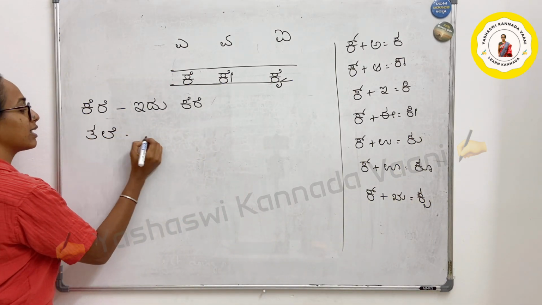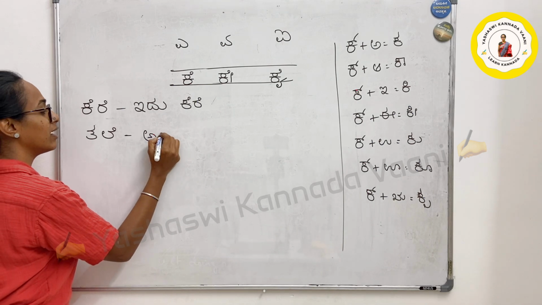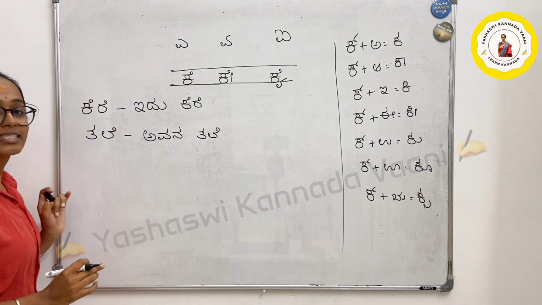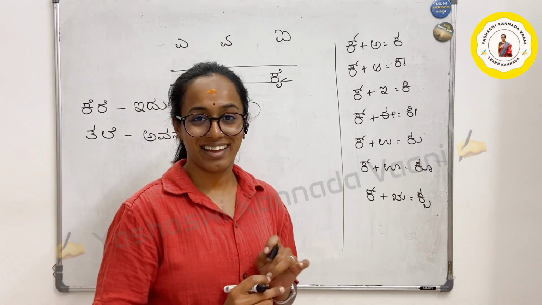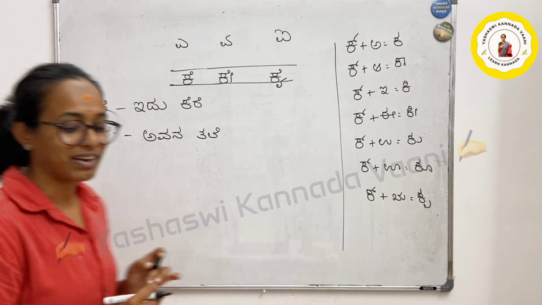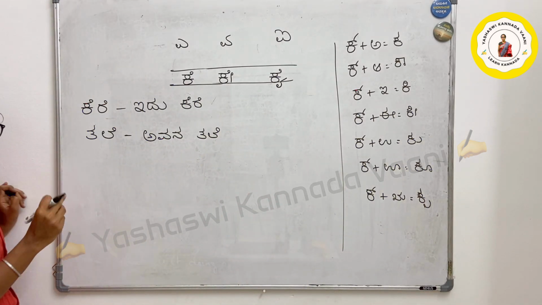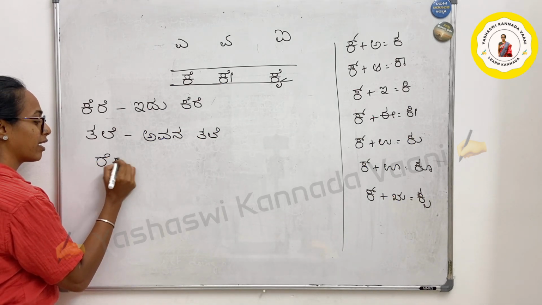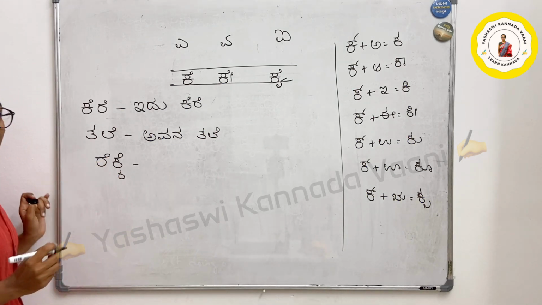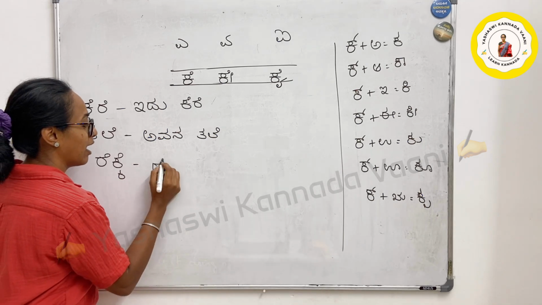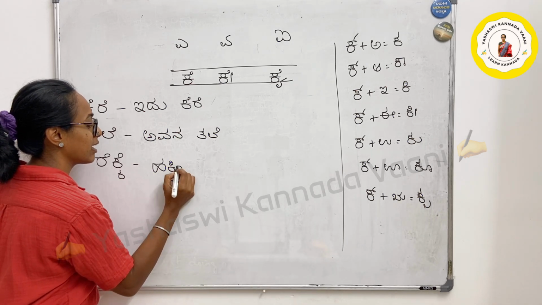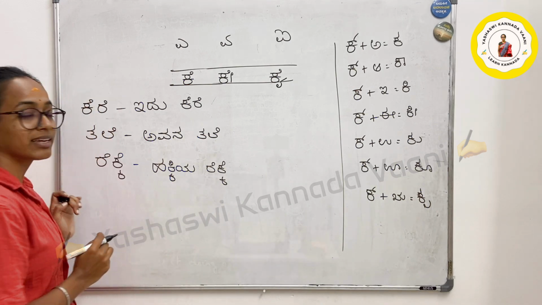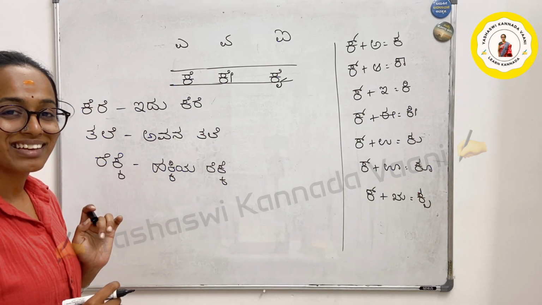Ta, le, tale. Tale is a head. Avana tale, his head. Okay? Fine. Next one. Re, ke, reke. Reke is a feather. Hakkiya reke, a bird's feather.